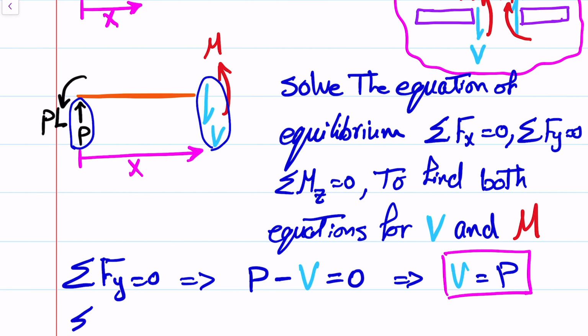And then summation M about Z equals 0, moment about the Z direction equals 0. Let's take the moment about this point. And I always recommend taking the moment about this point for a reason. If you take the moment about the beginning point of the beam, you have to consider the shear that you just calculated. And if you made any mistake in calculating the shear, this will make you make another mistake in calculating the moment.